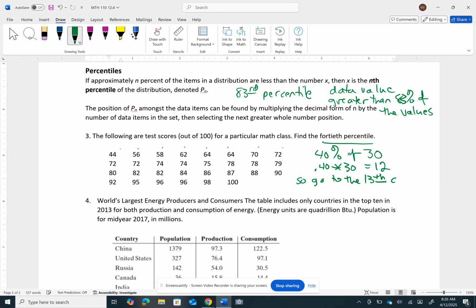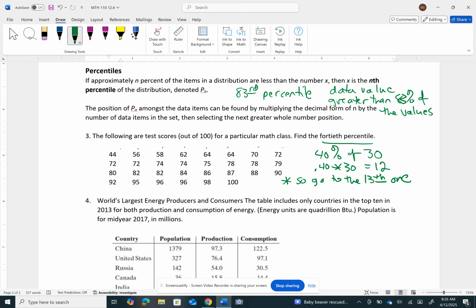The 13th one, so that you're going to the score or the data value that is better than 40% of them. So better than, is past the 12th one. You have to go to the 13th one. This is the piece that sometimes people forget. You have to go to the next one.